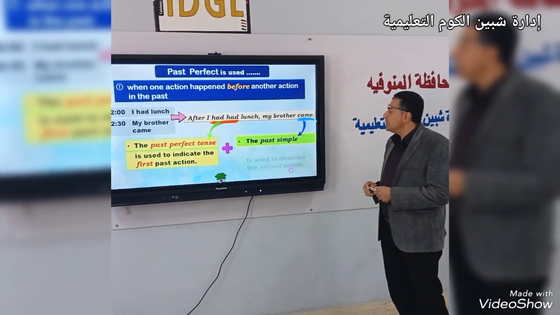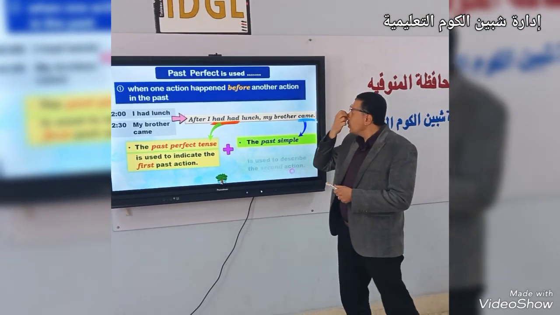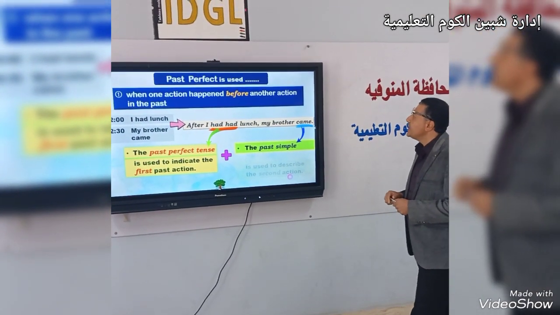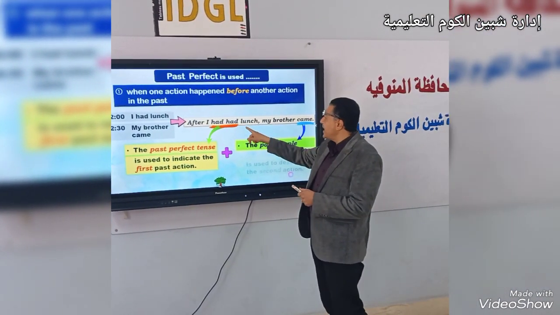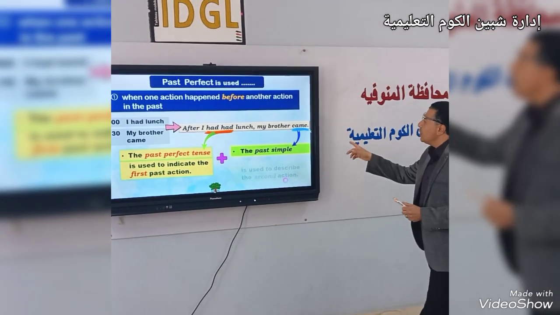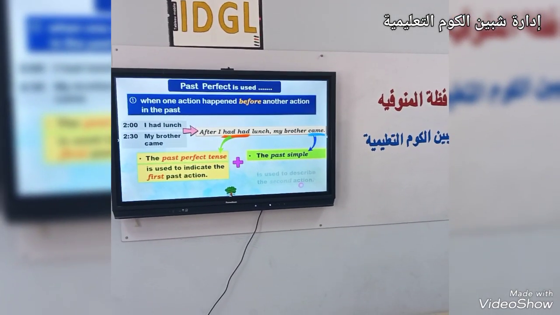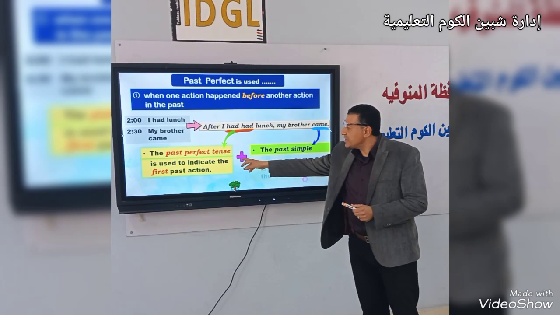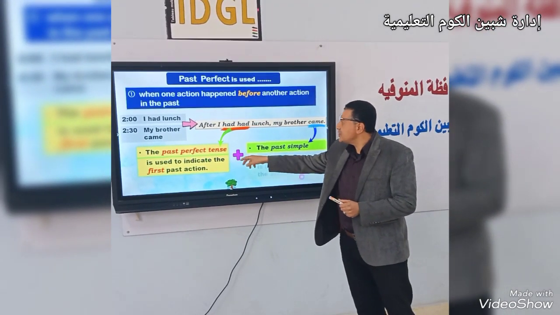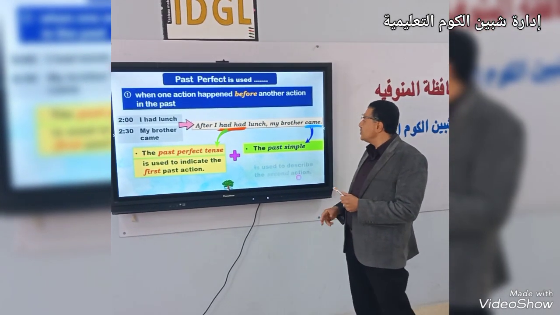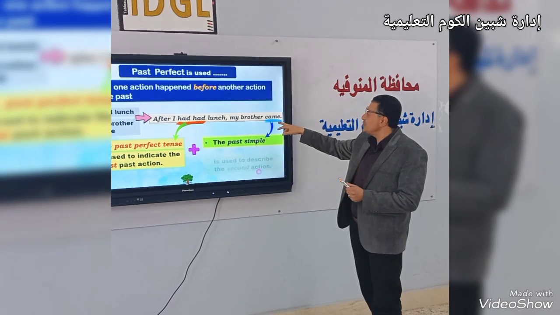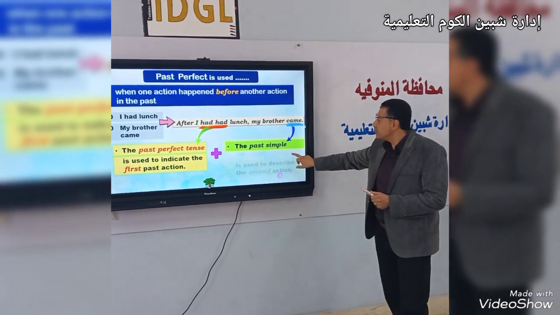This is the past simple. So it is used when one action happened before an action in the past. Had lunch happened first. My brother came is the second action. So the past perfect is used to indicate the first past action, which is having lunch, and the second past action, which is my brother came.